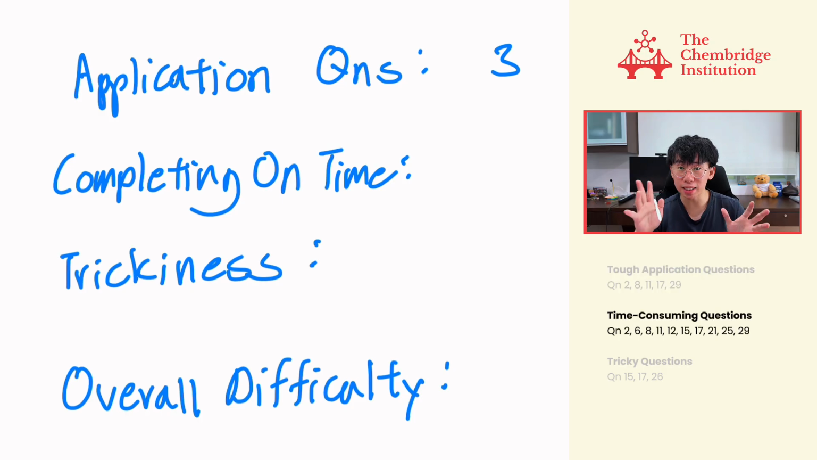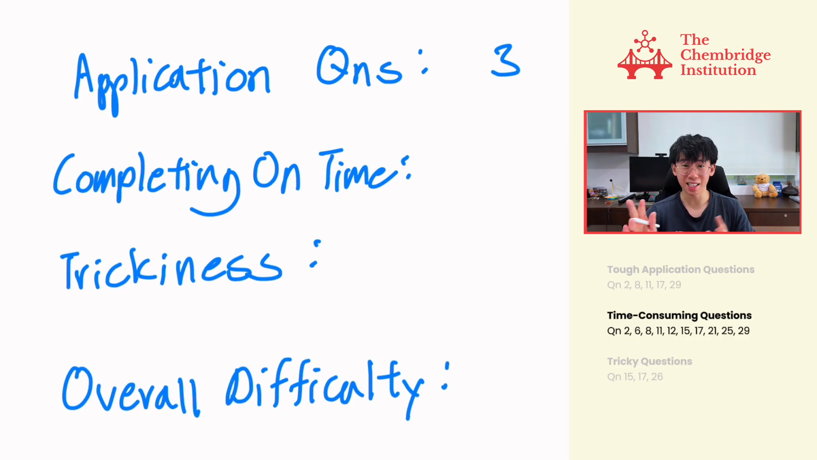Next factor, completing on time. So looking at overall, right, all the questions that mostly took a lot of time, I could easily say this paper has a lot of questions that would easily suck up a lot of time. On average, a student is supposed to spend about 1.5 minutes per question in an MCQ paper. If there is ever an exceeding of this amount of time, these would be the questions that affect your overall time management for the paper. So we're talking about questions 2, 6, 8, 11, 12, 15, 17, 21, 25, 29.